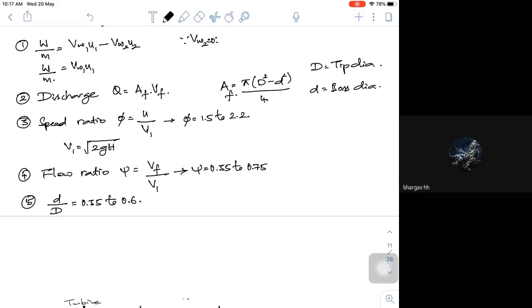And analysis wise, we have to put the velocity triangle very similar to what we have done earlier, and we have to analyze it. Okay. So the last part we have left out is the draft tube. If there are any doubts, I can take them. Otherwise, I'll proceed with the draft tube.